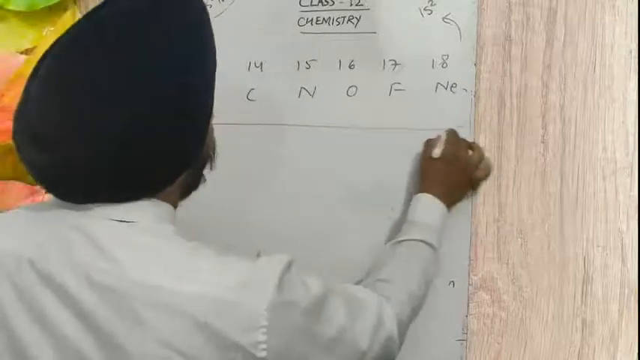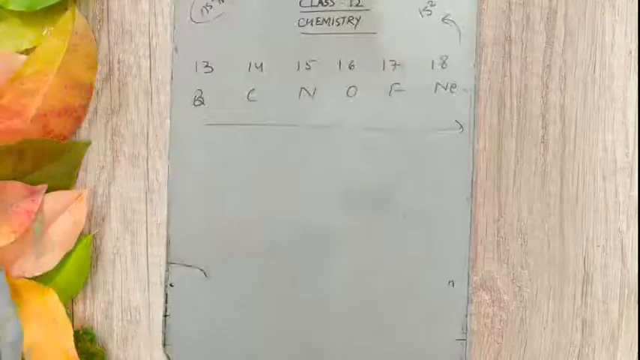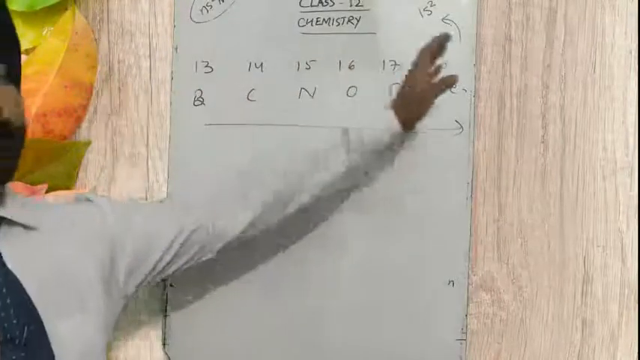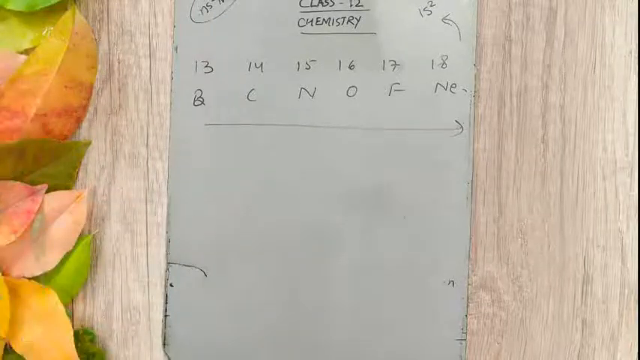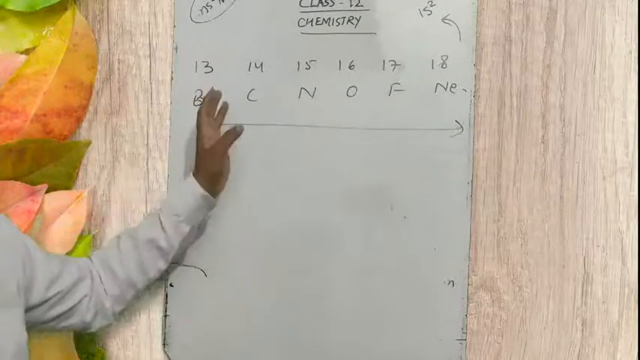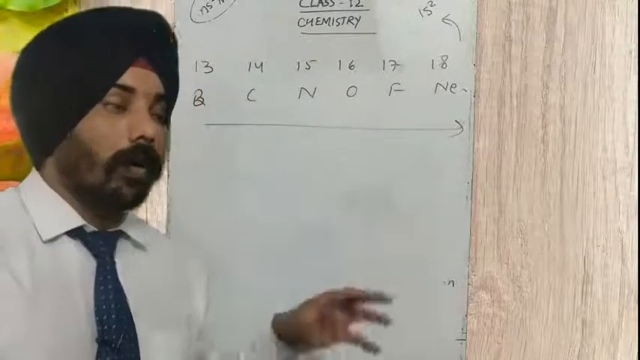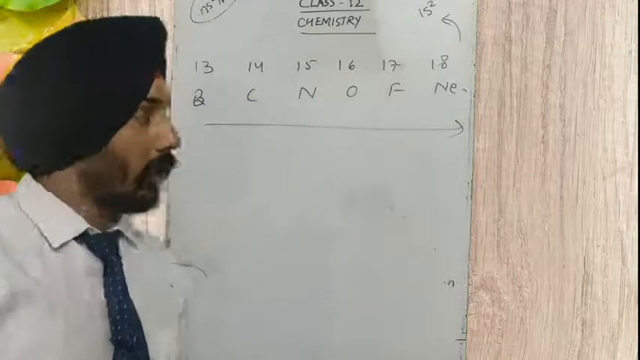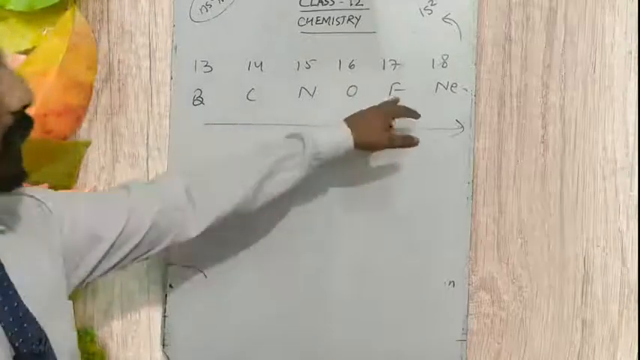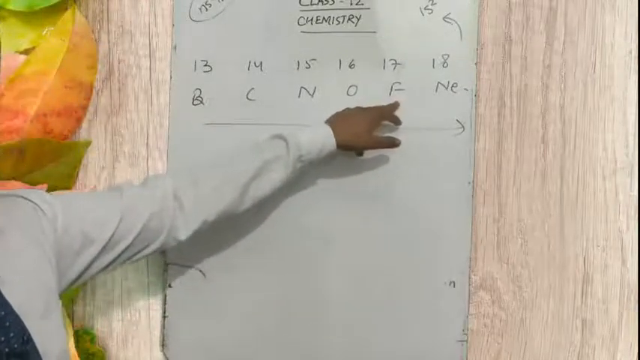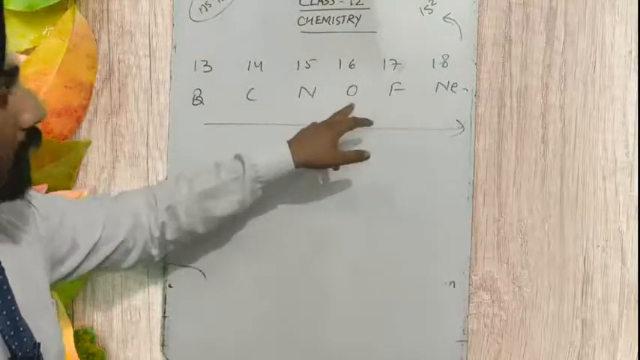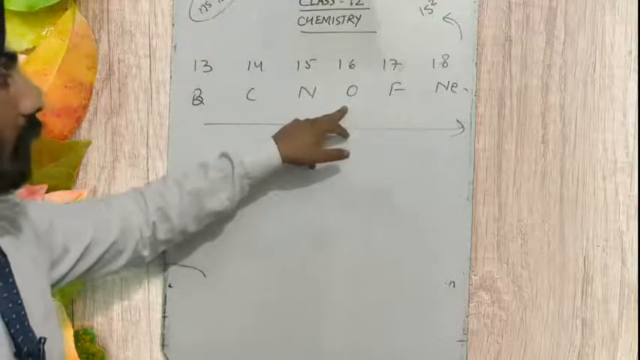Okay, if we are moving from left to right in a period, what happens? Is the electron gaining tendency getting more or getting less? We know that fluorine is a highly electronegative element. It is the second most electronegative element.